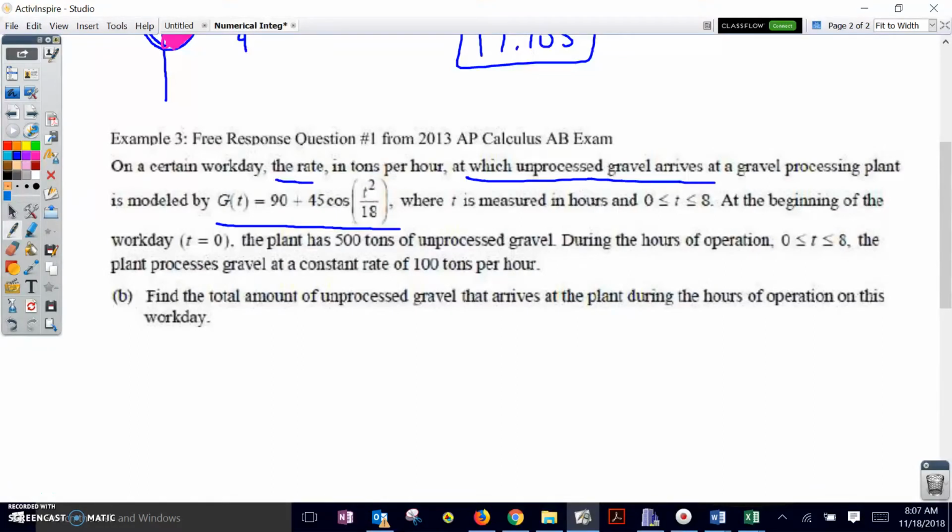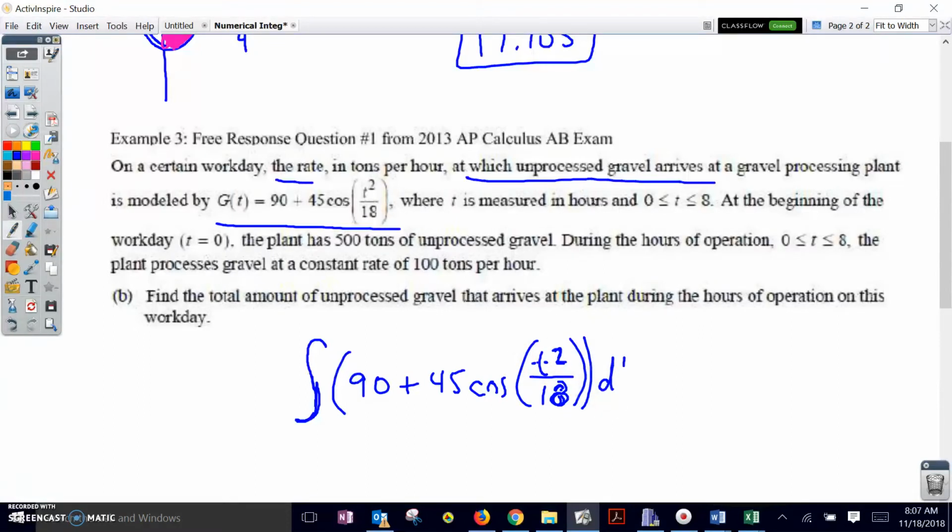To find the total amount of something, when we have a rate function, we are just going to find the definite integral of the rate function over the appropriate interval. So to find the total amount of unprocessed gravel that arrives, we want to integrate the rate function over the time interval that the gravel is arriving, which is from time 0 to time 8.